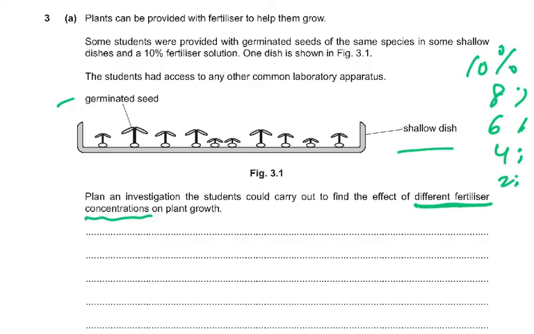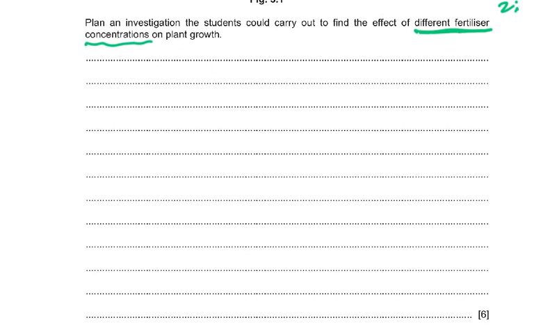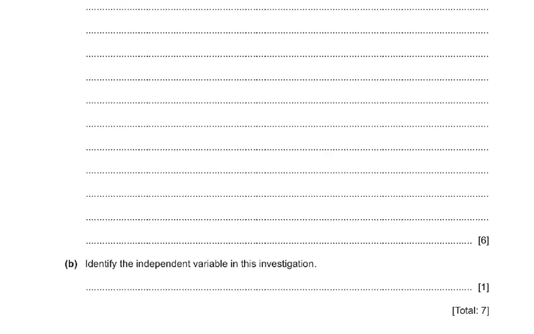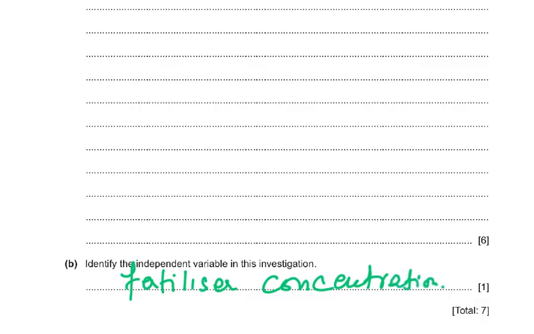Now in the end they've asked you to identify the independent variable. And I've always said independent is I, which I have changed. That is the fertilizer concentration. You are changing the fertilizer concentration. That is the independent variable. If you are still stuck with independent and dependent variable, please Google it. There are lots of YouTube videos on that.